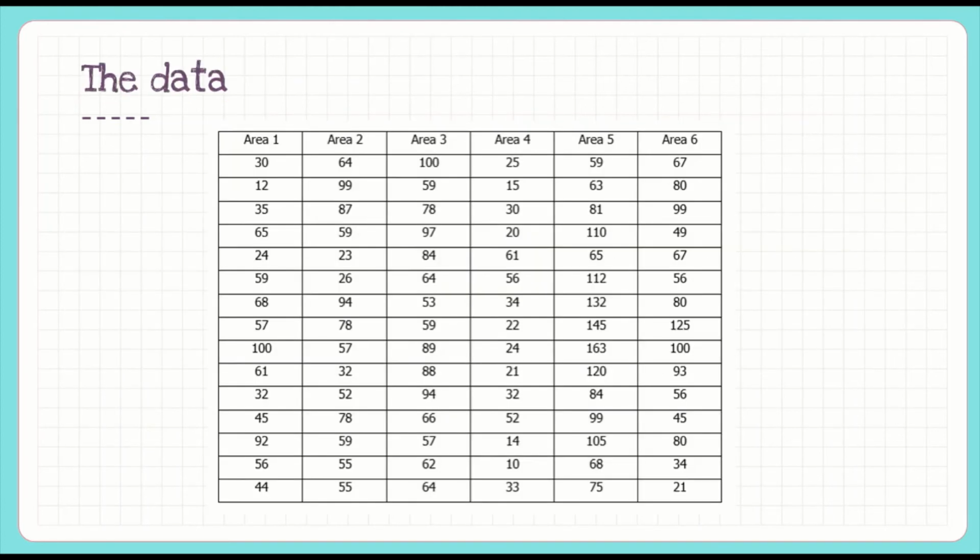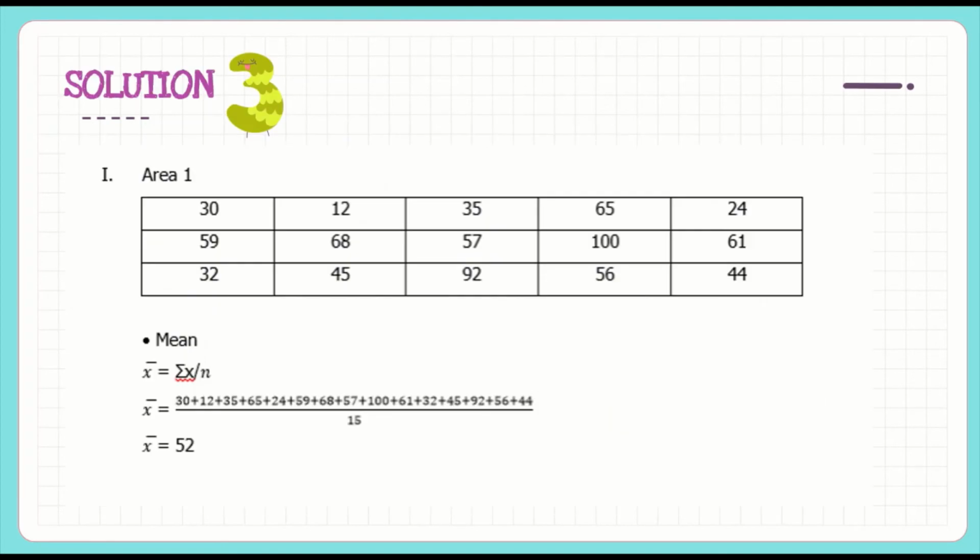From the statement, all data are collected in the form of tables, like the diagram below, so we have 6 areas. For area 1, first of all, we must find the mean from the data given. We can find the mean by using the formula x bar equals sum of x over n, where sum of x is the sum of all the data, while n is the number of data, which is n equals 15. So we get x bar, which is the mean, equal to 52.